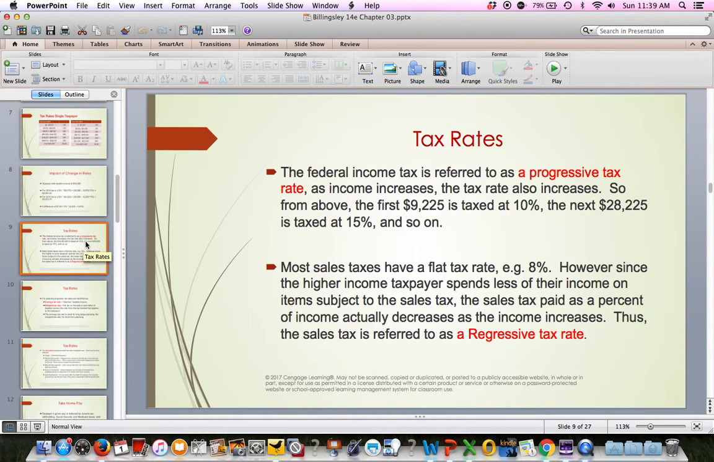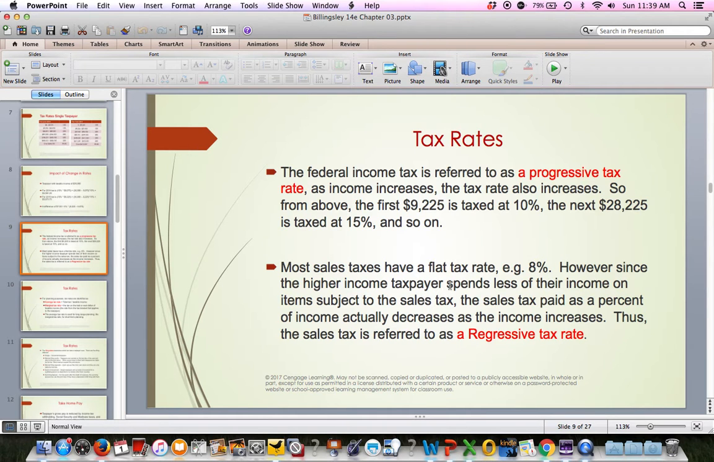Okay, so tax rates. I've already mentioned that the tax rate for the federal income tax is progressive. So as income increases, the tax rate also increases, as we saw from that table. Sales taxes typically are flat, and they call that regressive. Basically, no matter what your income is, your sales tax rate is the same. Somebody who earns $20,000 a year versus $200,000 a year, both people would pay the exact same sales tax. That's why they call that a regressive rate.